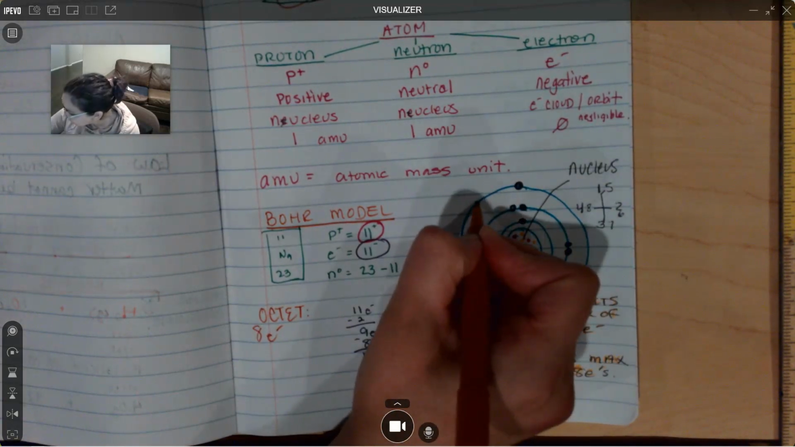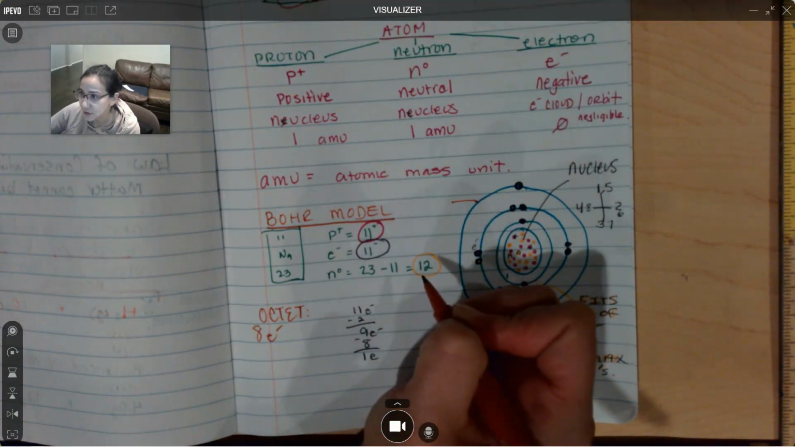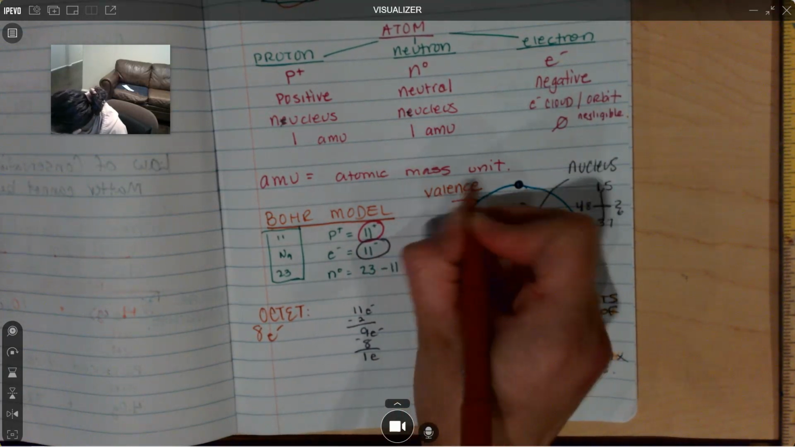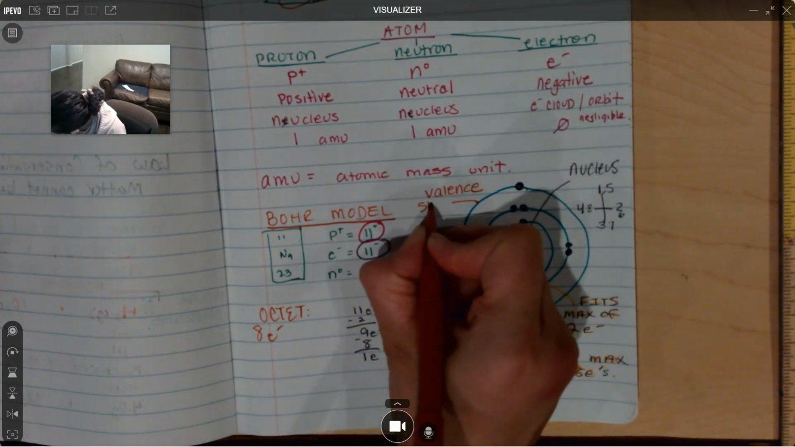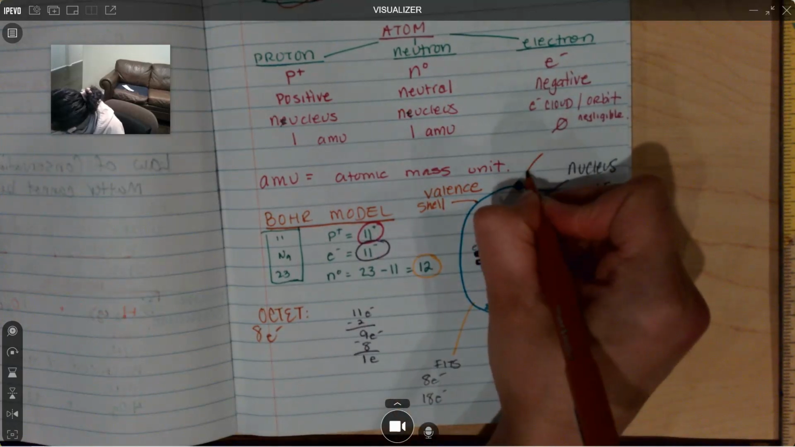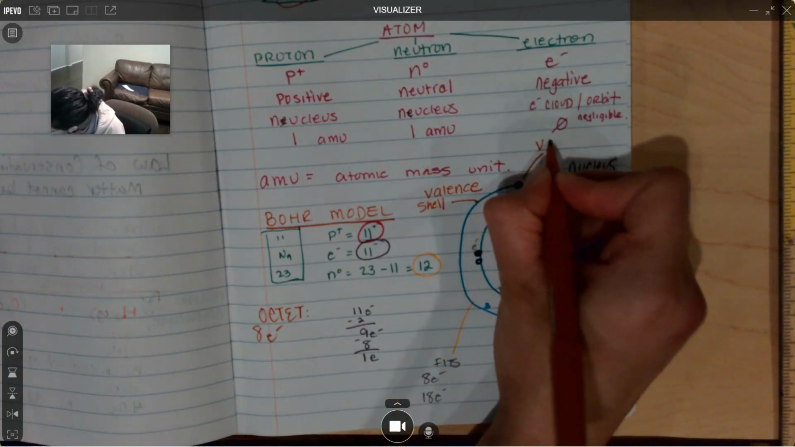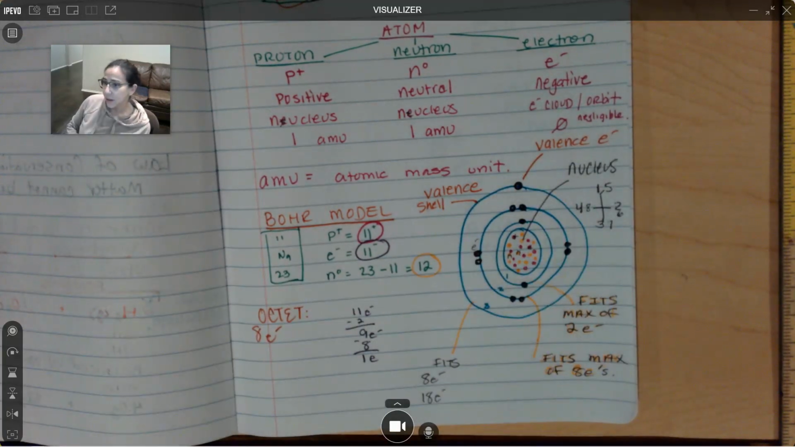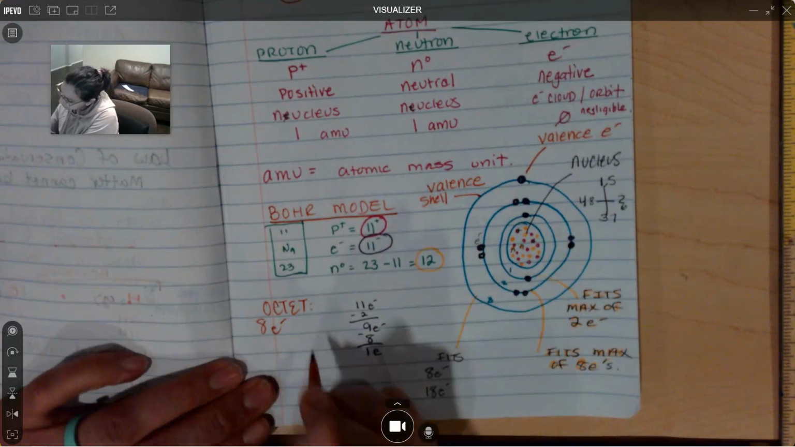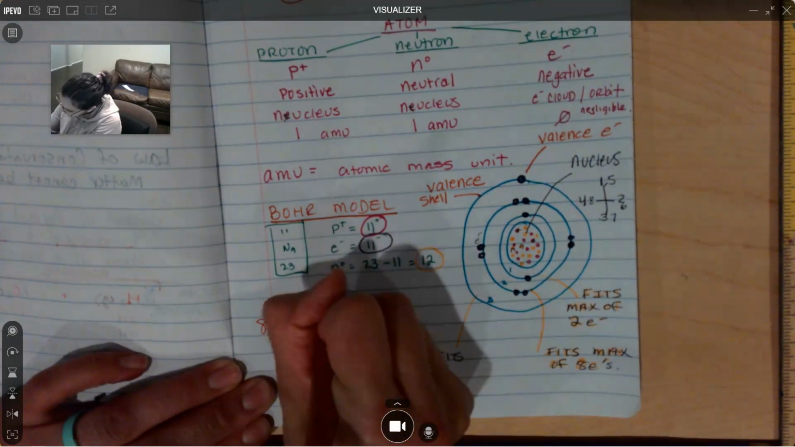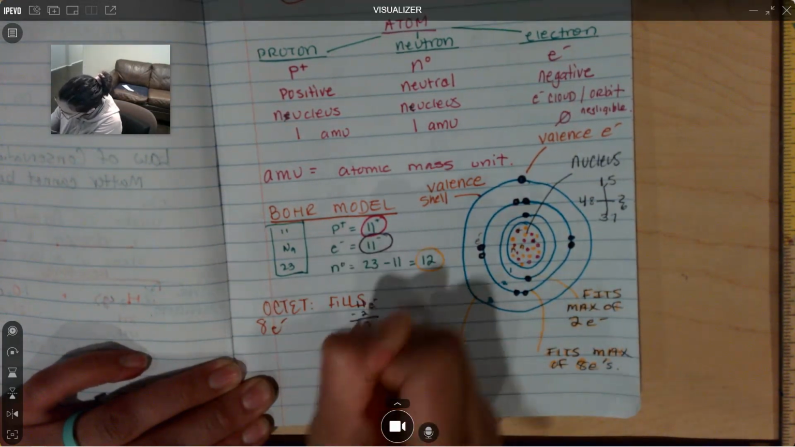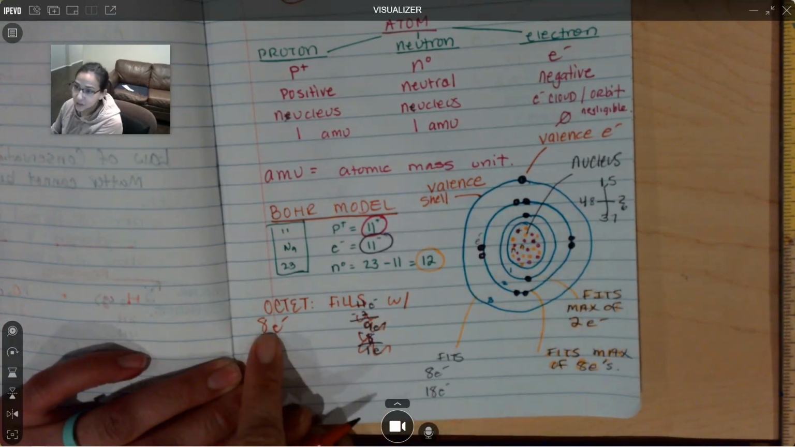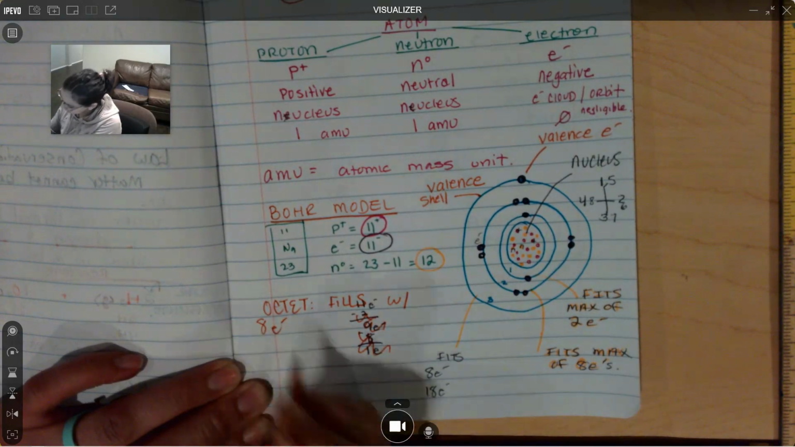This shell here with this last electron is out. This is known as a valence shell. And this electron located on that valence shell is known as the valence electron. Okay. So octet means 8 electrons.